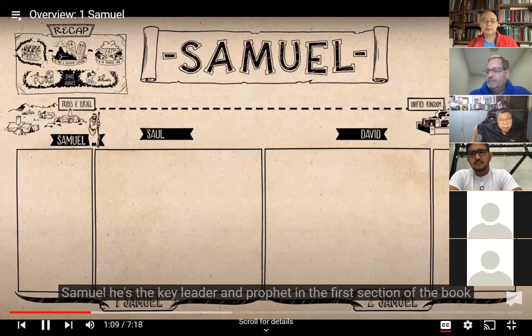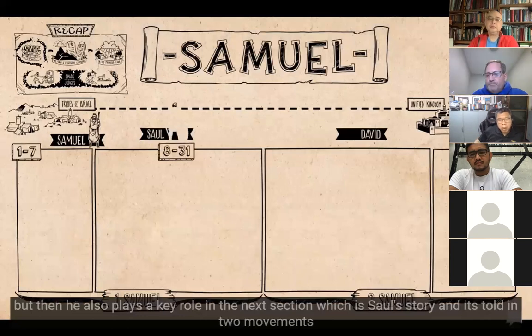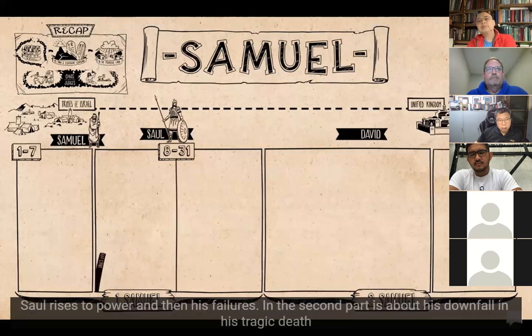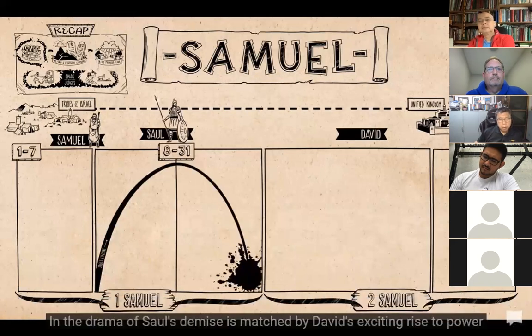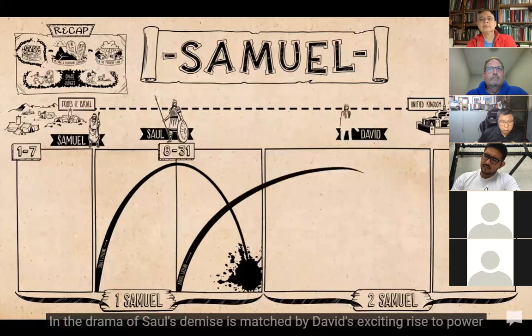Well, he's the key leader and prophet in the first section of the book, but then he also plays a key role in the next section, which is Saul's story. And it's told in two movements: Saul's rise to power and then his failures. And the second part is about his downfall and his tragic death. And then the drama of Saul's demise is matched by David's exciting rise to power.